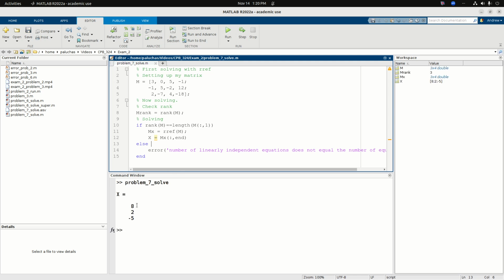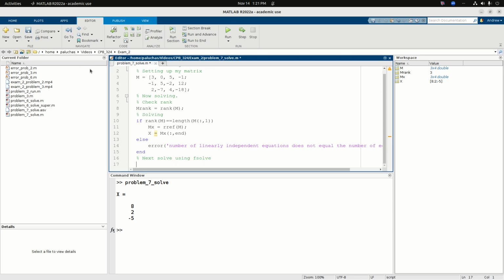Okay, so if I solve, it solves and I get my solution. X is 8, 2, and -5. Okay, great. So this is kind of unnecessary, but sure. Okay, next, solve using fsolve.